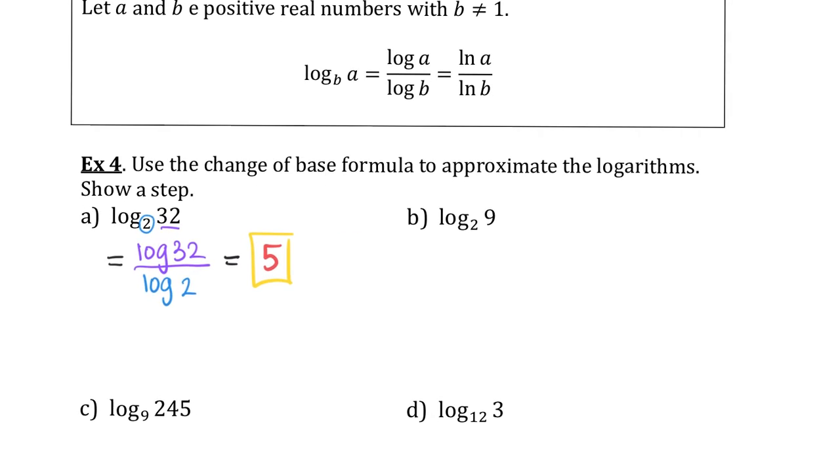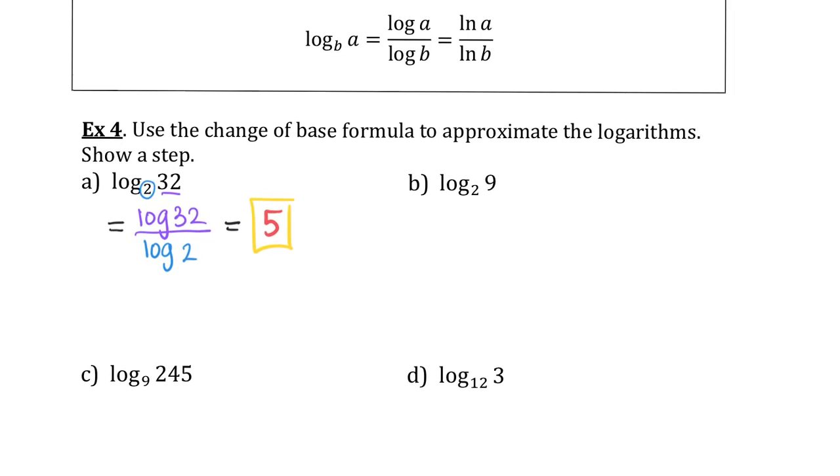Now for B, the log base 2 of 9, I don't know what the log base 2 of 9 is. I know the log base 2 of 8 is 3, but I do not know the log base 2 of 9. So let's use the formula. Now it doesn't matter if I use common log or ln. I'm going to use log for the first two, and then I'll switch on the other one. It might just be whichever one you can find on your calculator easier. So on the top, I do the log of 9 divided by the log of 2.